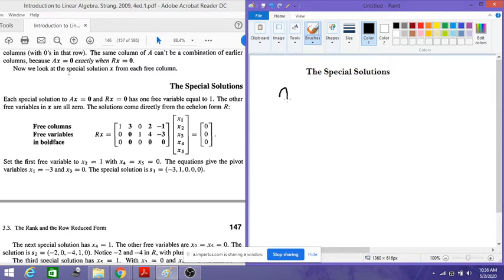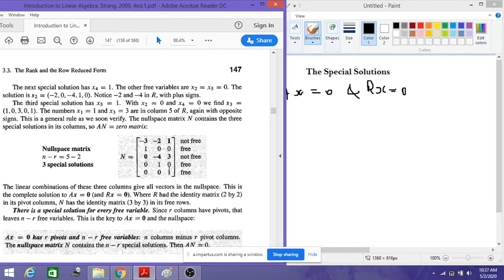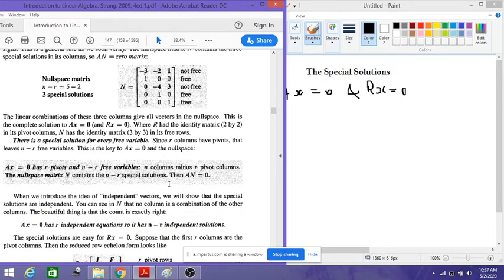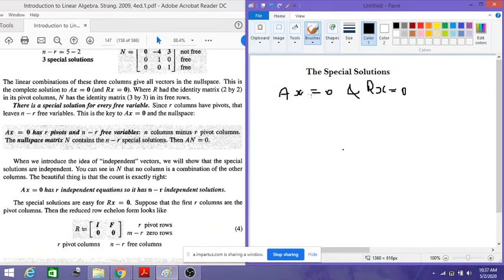For each special solution, Ax equal to 0 and Rx equal to 0, there is one free variable which is equal to 1. We all know that. So to find these special solutions, we make any one of the free variables 1 and all other free variables 0. So that is how we are going to find these special solutions. I will not take any example here because we already know, and we have seen quite a number of examples, so let's not waste our time.